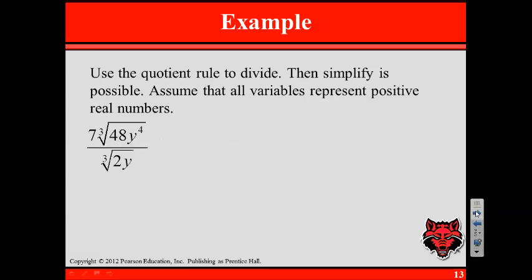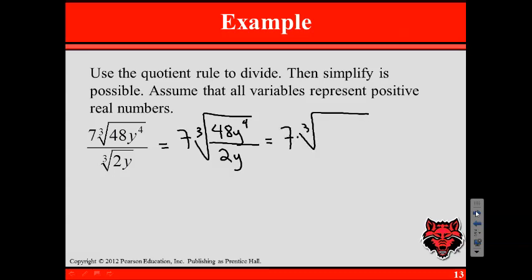Let's do the same thing in this example. We have 7 cube roots of 48y to the 4th over the cube root of 2y. So we rewrite this as 7 times one huge cube root, 48y to the 4th, all over 2y. This becomes 7 times the cube root of, when we divide, 48 divided by 2 is 24. Y to the 4th divided by y, we subtract the exponents. That becomes y cubed.